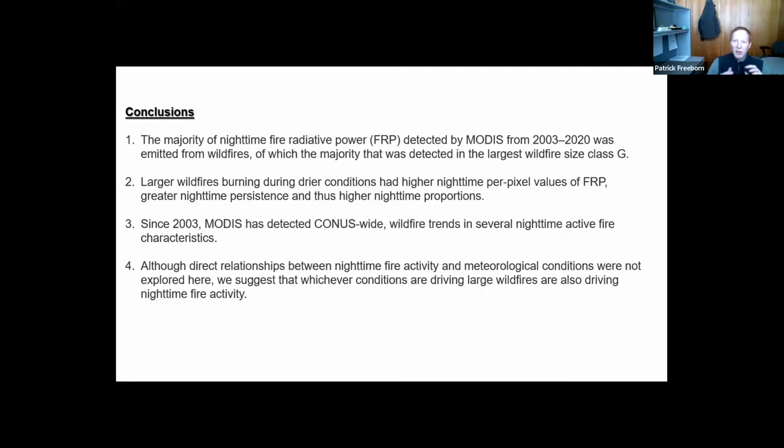And lastly, although direct relationships between nighttime fire activity and meteorological conditions were not explored here, we're proposing that whichever conditions are driving large wildfires are also driving nighttime fire activity.